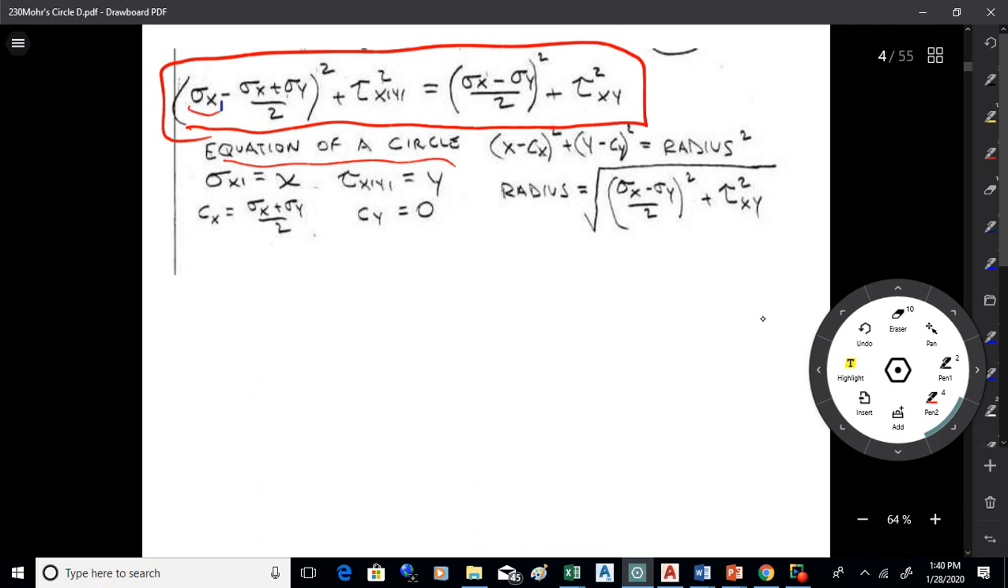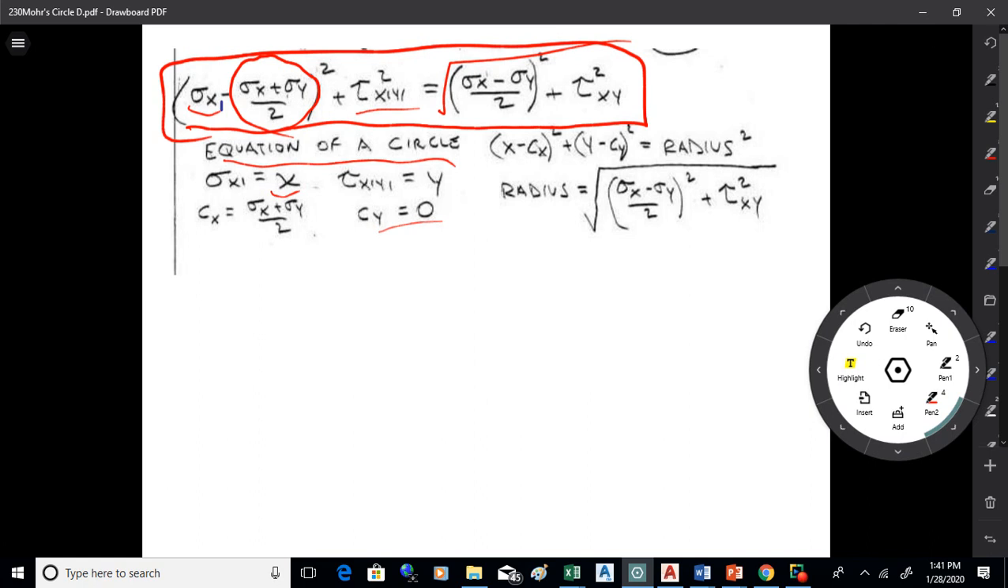So sigma x1 is the equivalent of x. The constant for x is right there, sigma x plus sigma y over 2. And then y is tau x1 y1, and the constant for that is 0. The radius of the circle is then the square root of that term on the right. Okay? So pretty slick, okay? He did a lot of working with that mathematically and got it down to a pretty straightforward form.